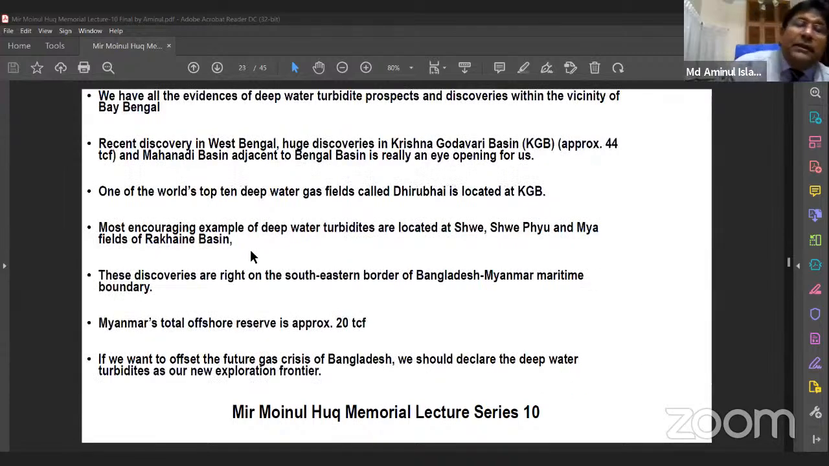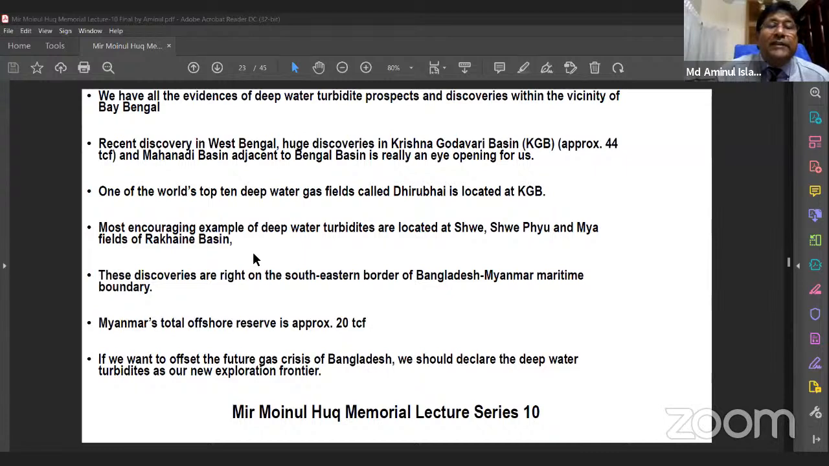So now we wrap up our Bangladesh part. We have all the evidence of deep water turbidites, prospects and discoveries within the vicinity of the Bay of Bengal. Recent discoveries in West Bengal, huge discoveries in the Krishna Godavari Basin, approximately 44 TCF of gas, and Mahanadi Basin adjacent to the Bay of Bengal. It's really eye-opening for us. One of the world's top 10 deep water gas fields, called Dhirubhai, is located in the Krishna Godavari Basin. You will be surprised: a 60 square kilometer field, 125 meter net pay. So who knows, if we are lucky, if we have desperate activities, we can have something like that.